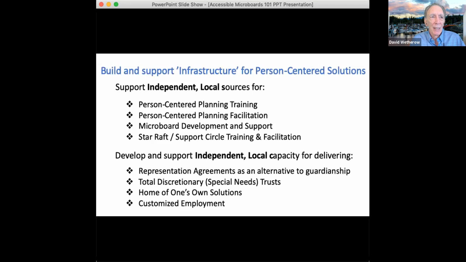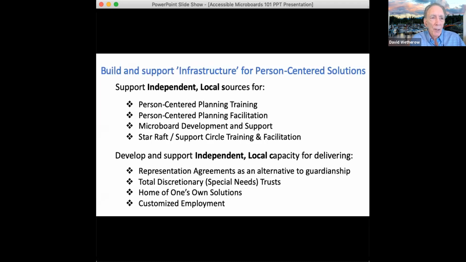And I think about this as a kind of highways project. People who are driving on the highways don't have to build the highways. The state builds the highways in advance. And what we're suggesting that states not only should do, but can do, is to support the development of independent local sources for person-centered planning and training and person-centered facilitation, microboard development support, Star Raft or support circle training and facilitation. And we've actually crafted a pattern for doing that, both in the places that are already doing that, but in a kind of major new initiative that'll be announced soon.